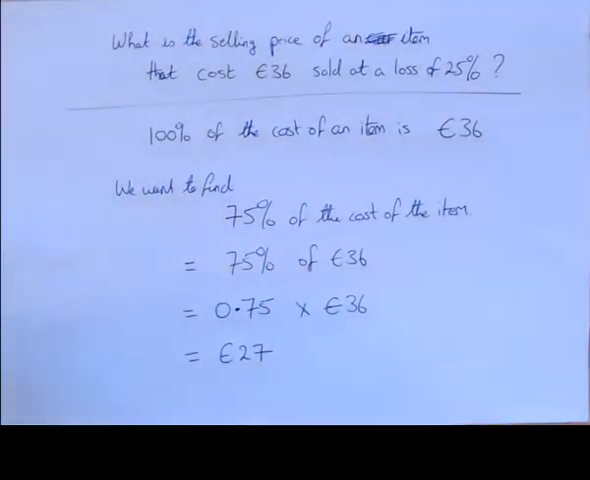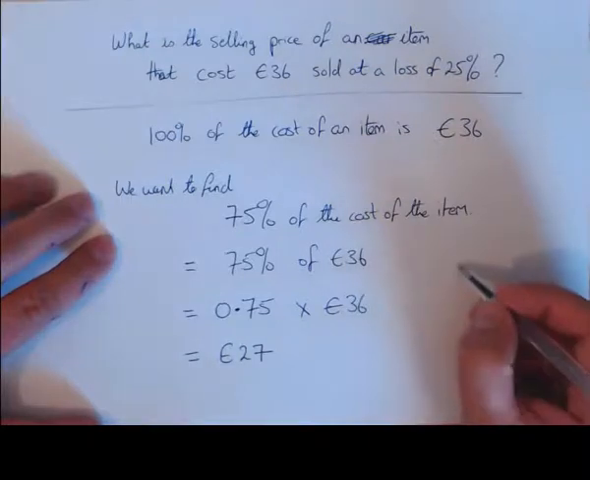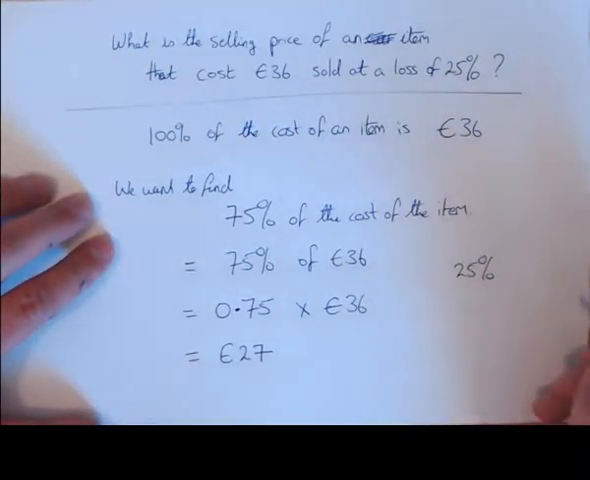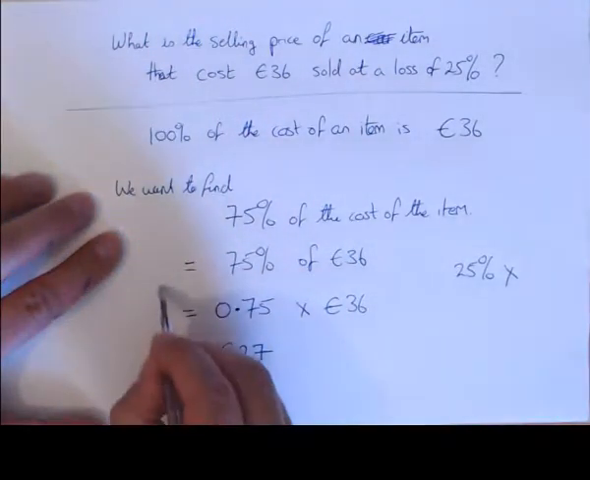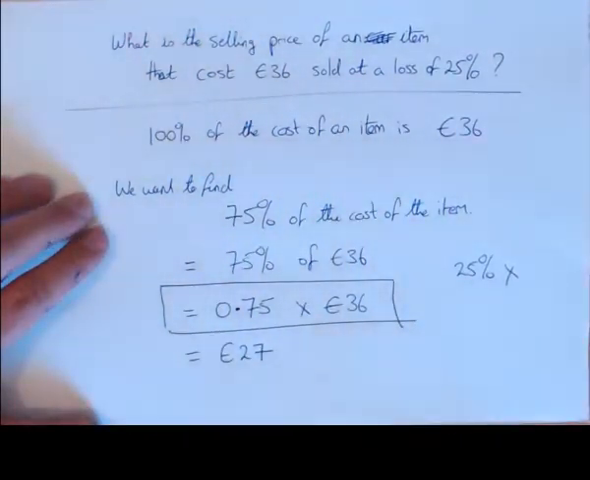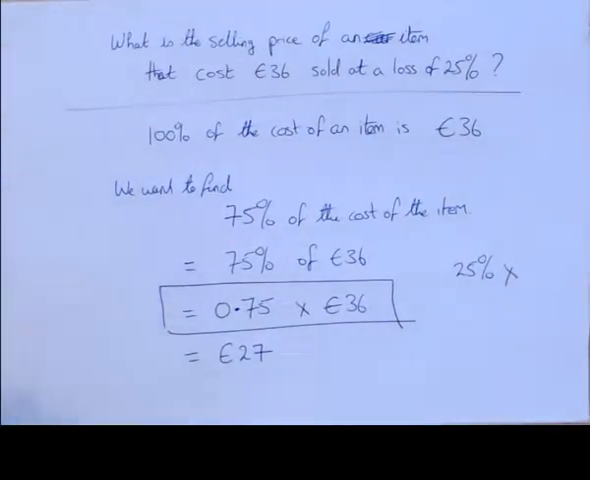3/4 of €36. 75% written as a decimal is 0.75. Put that into your calculator: 0.75 times €36 is equal to €27. So if you bought an item for €36 and you made a loss of 25%, that means you sold it for €27. The idea here is that we are not finding 25% and subtracting it, and we're not doing any kind of unitary method. We're doing a direct method, multiplying by 0.75 to get our answer.